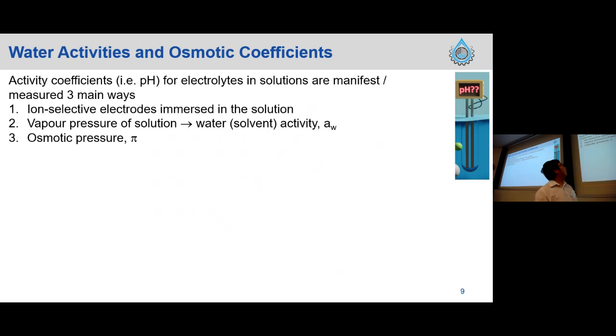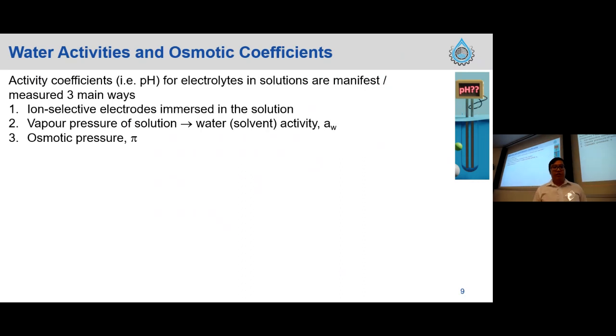So basically it all boils back down to activity coefficients. All the ways that you measure electrolyte properties physically are related to activity coefficients, and that relates to how you can use various models in literature to calculate their properties. And so the first way is on the top right, you can have ion-selective electrodes immersed in the solution. So you measure the pH, essentially the concentration of your ions.